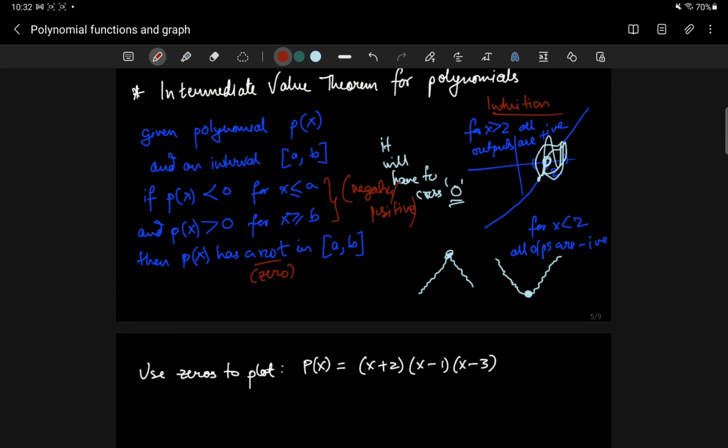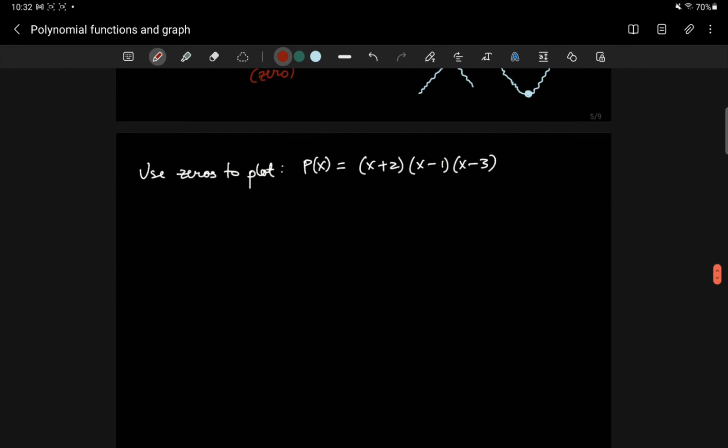Okay. Now, why are all these roots and zeros important? Let's try to understand how we can use them to plot this particular function. In this case, it's already factored, which means that just by looking at it, I can say that the roots are -2, 1, and 3. How?